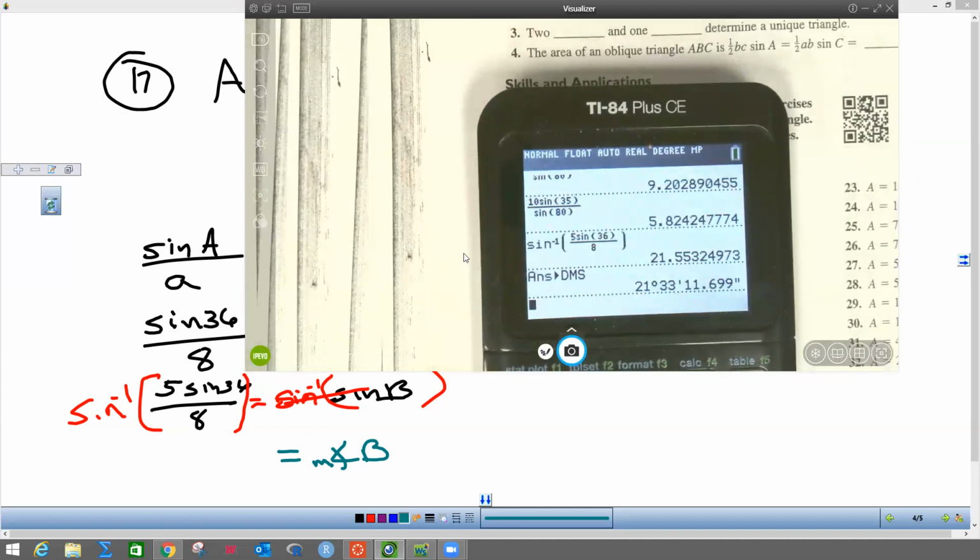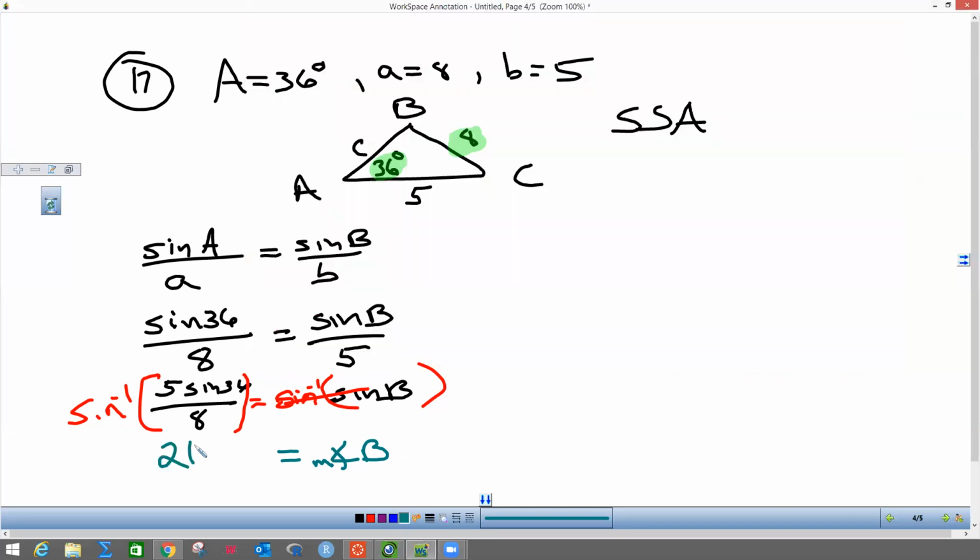Now, do you see the 11.699 seconds? What does the seconds have to be to round that up to 34 minutes? 30 or higher. Remember, 30 or higher? So we're going to say that angle B is going to be 21 degrees, 33 minutes. Now, we just rounded that. Everybody okay there?